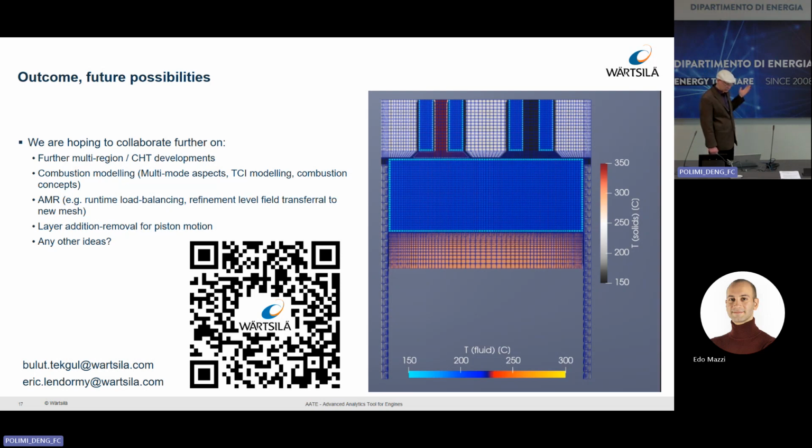There is potential to improve load balancing and adaptive mesh refinement. We have layer addition and removal that is missing. Normally, everything should already be in OpenFOAM for using layer addition and removal. We just need to clean it up and make it ready for us to use. Anything you can come up with?